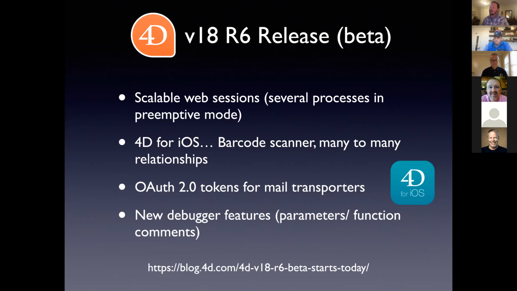Moving on, OAuth 2.0 tokens for mail transporters, upgrading the mail capabilities in 4D, and the new debugger features, with being able to see the parameters and function comments from within the debugger. Depending on how you comment, you might be putting all of your comments above where functions start in a class, and then you can't see them in the debugger, but you can now. So check it out with the beta, because it's around the corner.